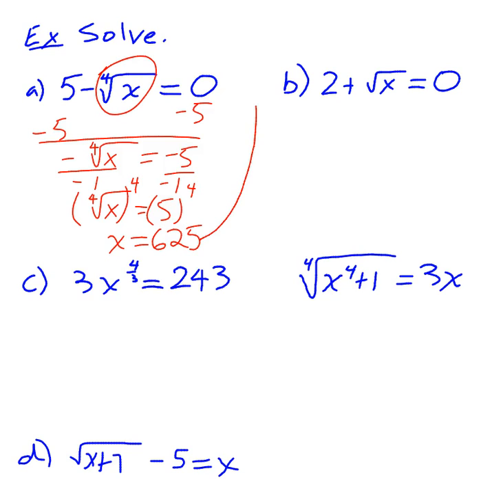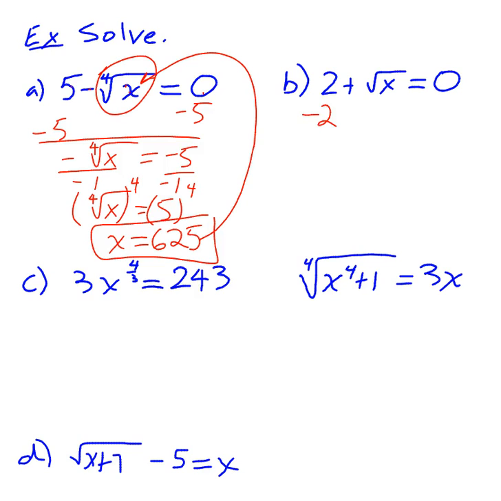Now, let's check and make sure that this works. If I plug 625 back into the original problem, I need to make sure that that makes sense. Well, what is the 4th root of 625? Well, it's 5. And 5 minus 5? 0. So that works, so that's my answer.